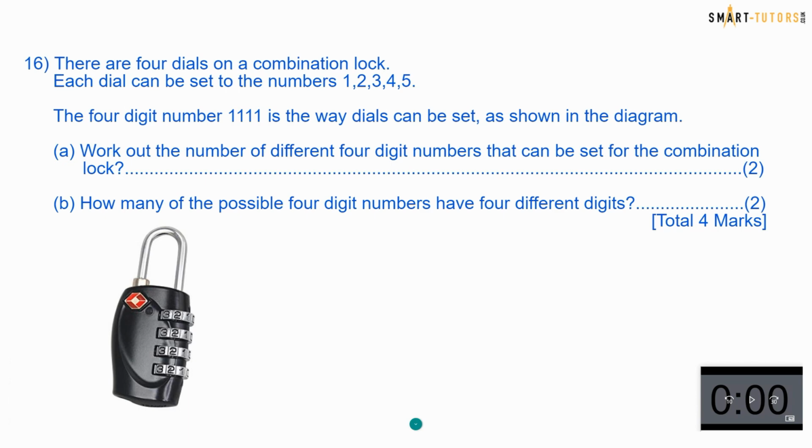The last part, how many of the possible 4-digit numbers have 4 different digits? 4 different digits means all 4 digits cannot be the same, like 1111 where the same digit is repeating. So without repeating, with totally different numbers, how many combinations of numbers can happen? That is the B part question. A part, what is the total number of combinations on a 4-digit combination lock? Let the timer run for 1 minute.